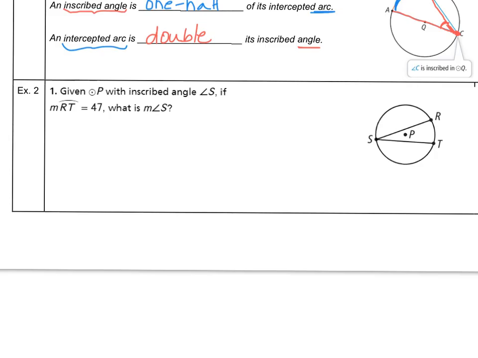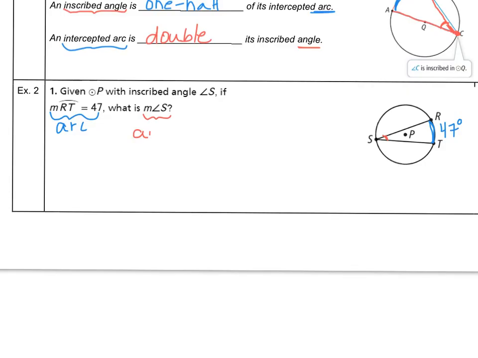Here's our next example. Given circle P with inscribed angle S, if the measure of arc RT is 47, what is the measure of angle S? So the given information, we know the arc. We know that because of the arc symbol. This is arc measure. That means on my circle, I'm going to draw in from R to T, and I'm going to write 47, and it should be labeled with degrees. So let's put that degree symbol there. If we're trying to find angle S, that's this inscribed angle on the opposite side.